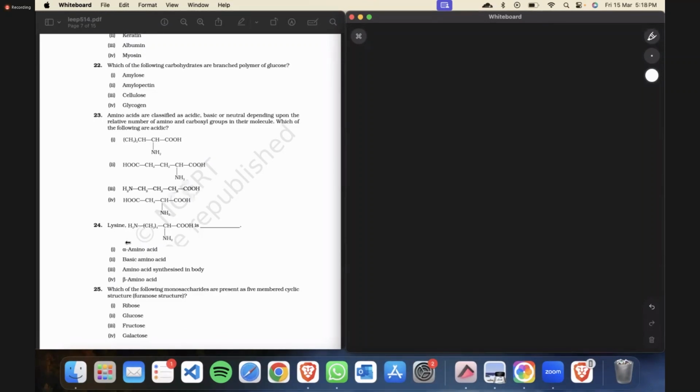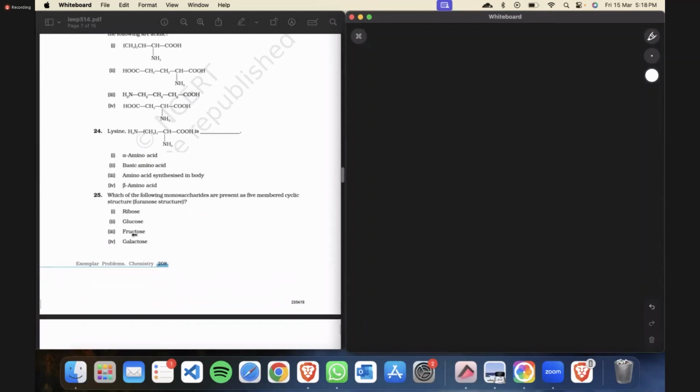Now question number 24. Lysine is an alpha amino acid and a basic amino acid. It is not a beta amino acid, and the rest of the three are correct about lysine.